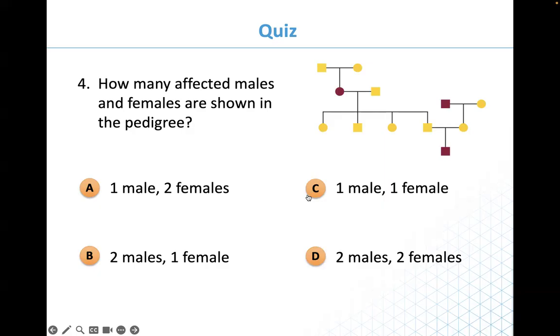It says, how many affected males and females are shown in the pedigree? Where did we start from? We count from here. This is a female, this is a male, this is a male. So it should be one female and 2 males. Let's see. This is it. Can you see?